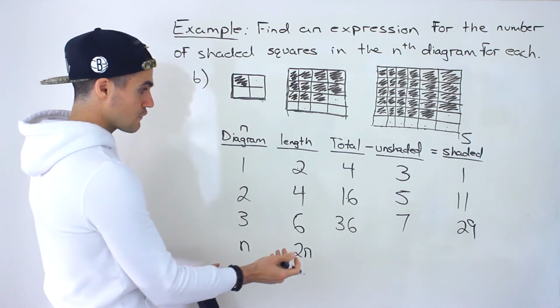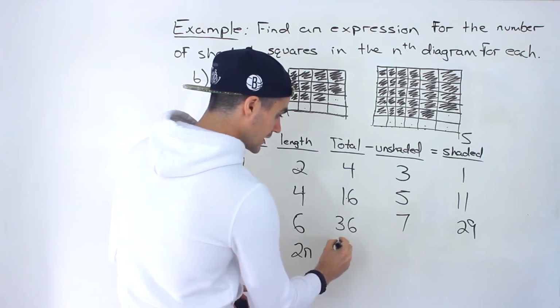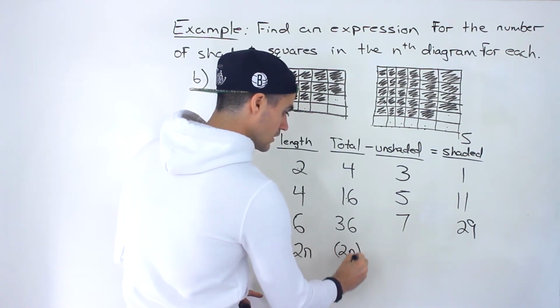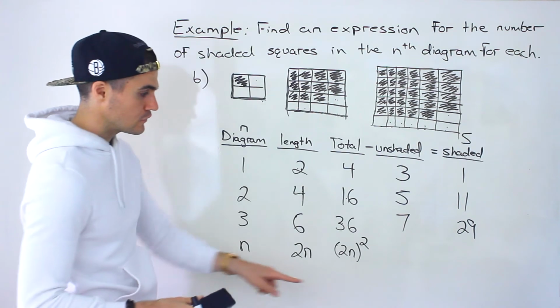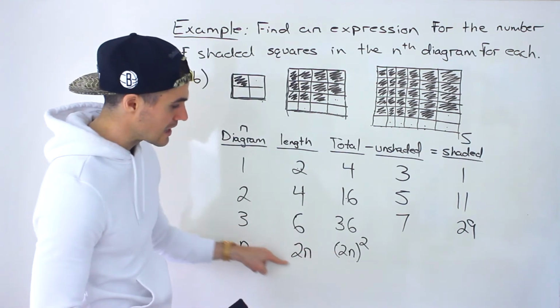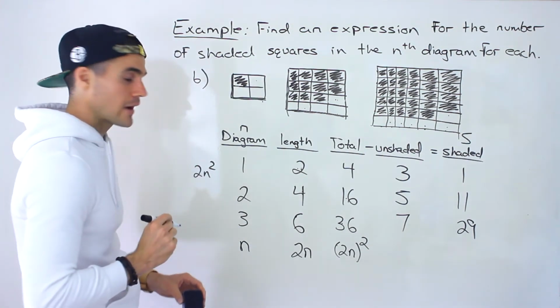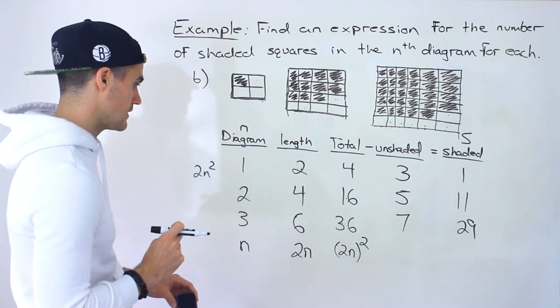So if a square has a length of 2n, how are we going to get the total? Well, we're going to take that 2n and square it. Just be careful, that's got to be in brackets right there, because we're squaring that entire amount. If you wrote just 2n squared, that would actually be wrong. And then you could test it.